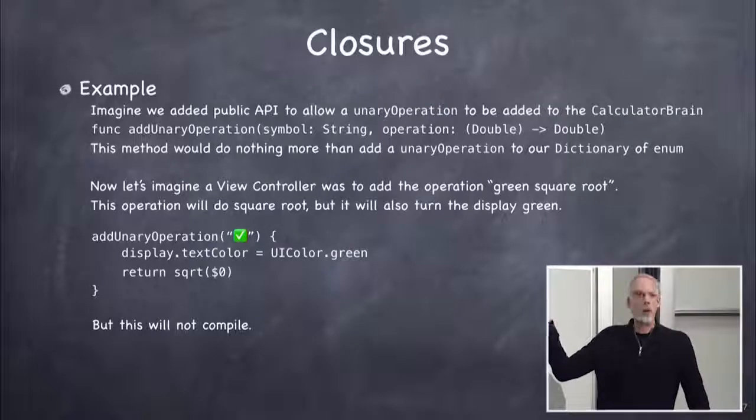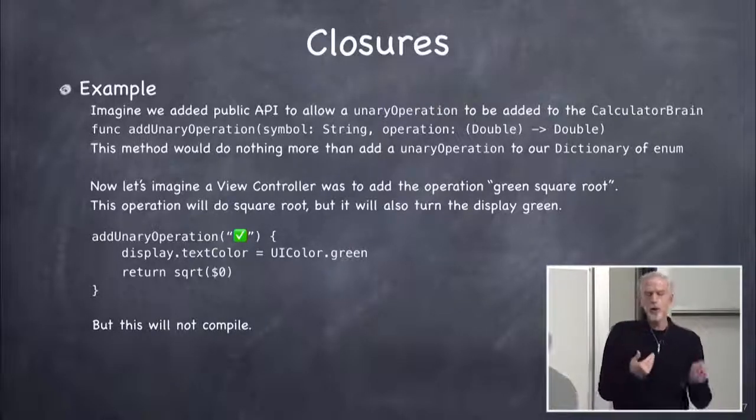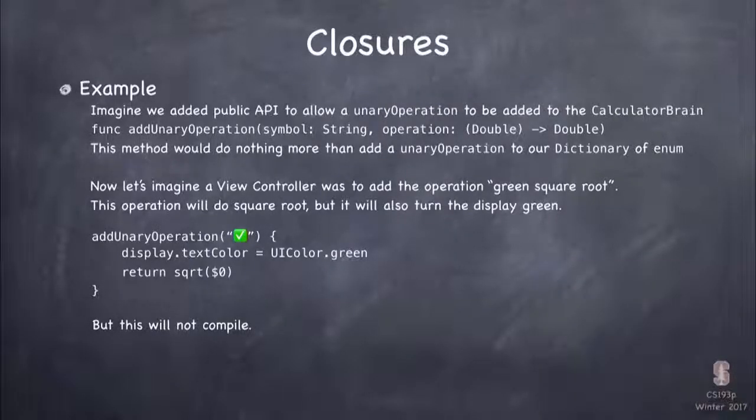I'm just adding this unary operation, green square root, and I'm doing this from my view controller, so it's setting the display's color to green and returning square root. It's the same as square root, but it sets the display green. Now, this will not compile. Okay, why will this not compile? Let's look and see why not.